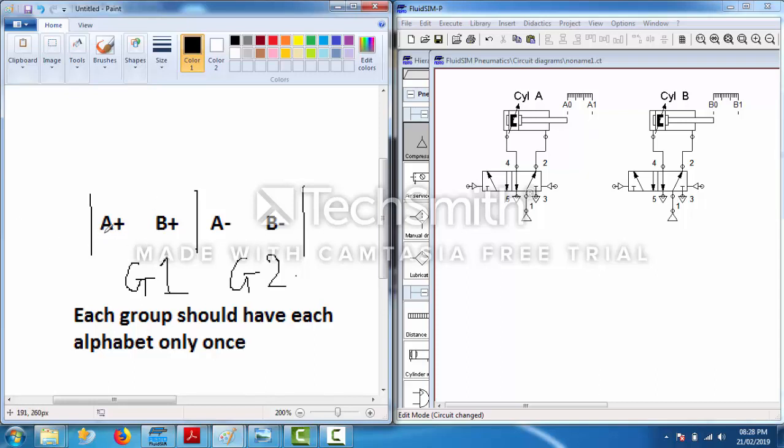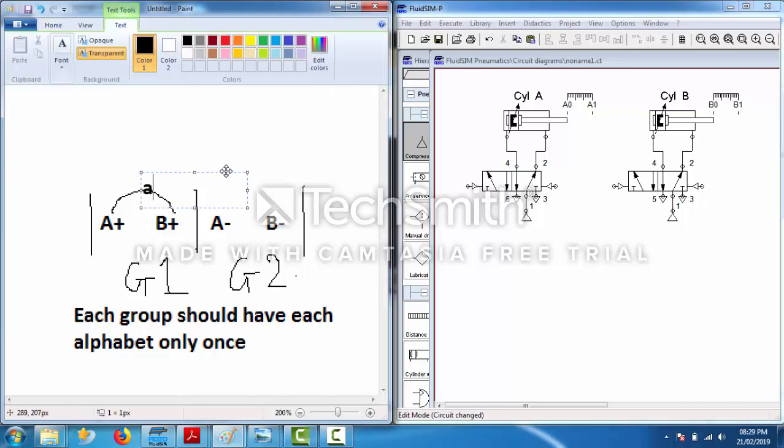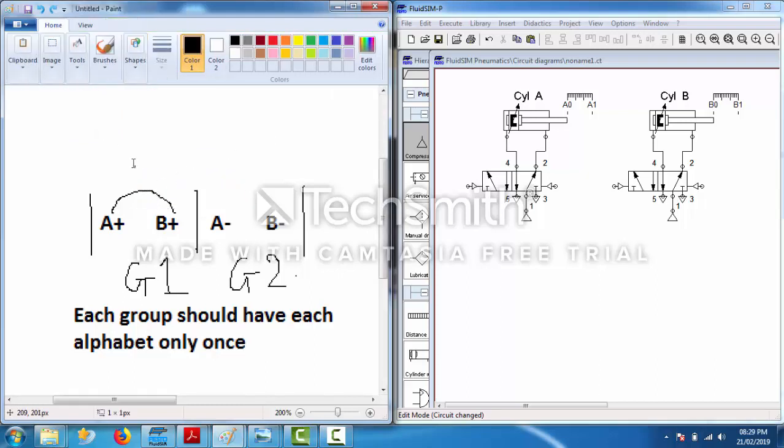But how will we know that the piston A has reached the A plus position? That is why we will use the sensor A1. A1 tells us that the piston A has reached the outermost position. Okay, understood? Sensor A1, the pneumatic limit switch A1, tells us that the piston has reached A plus position. Only then B plus should happen. So whenever you are going from A plus to B plus, what sensor are you using? You are using sensor A1.